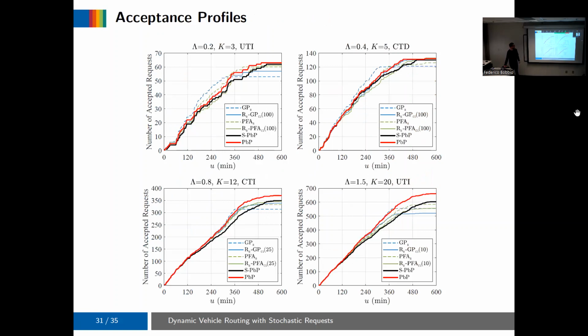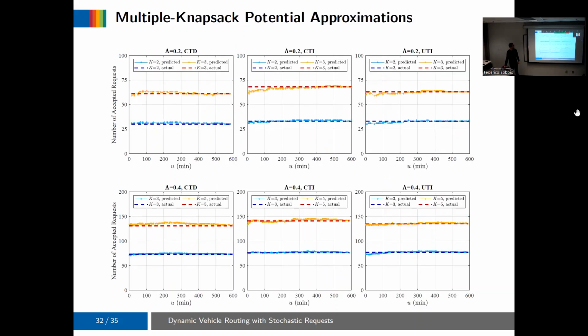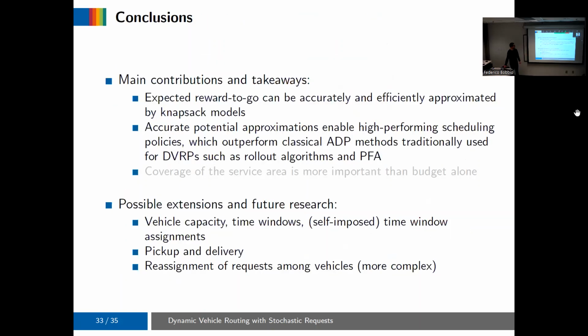Okay, so I have some acceptance profiles, and this is just the acceptance of requests over time, and you have how good the predictions of the reward to go are during the service period. Just to conclude, the main contribution is basically these models to estimate the reward to go, and by deriving these good approximations, you can also derive high-performance scheduling policies.